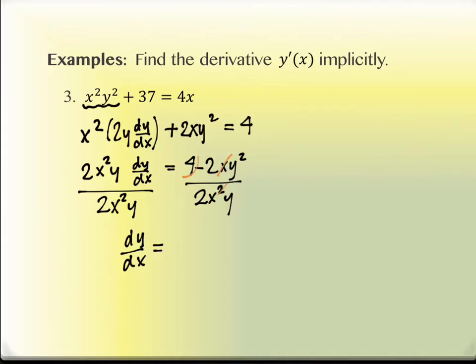You can't do that because the 4 doesn't have an x in it. Remember that? Okay, good. But they do all have a 2 in them, right? Here's the 4, here's the 2, and here's the 2. So I can actually factor a 2 out or cancel a 2 out of all of those. So this 4 will be a 2, this 2 will be a 1, and this 2 will be a 1. So this can change into 2 minus xy squared over x squared y.